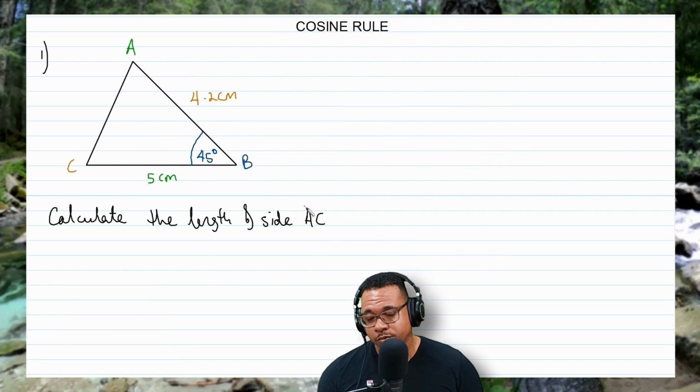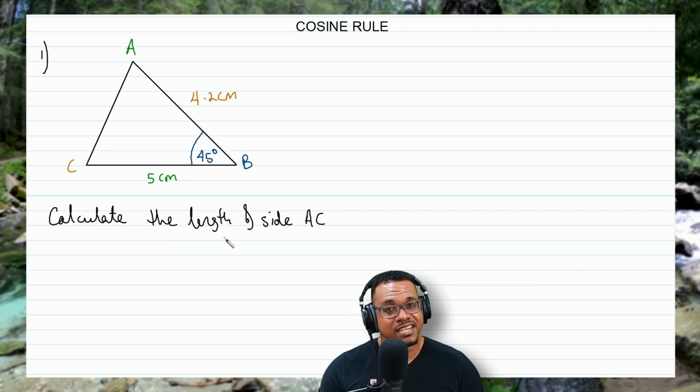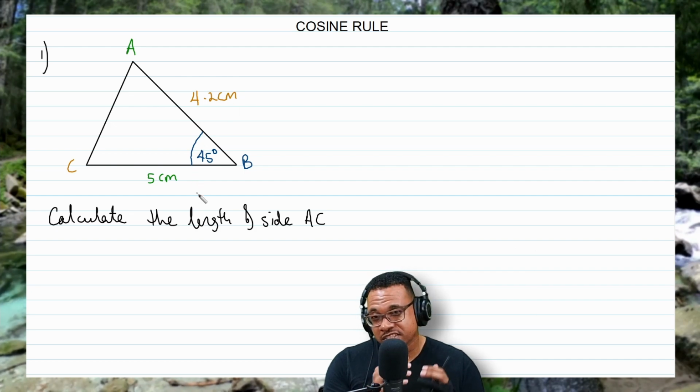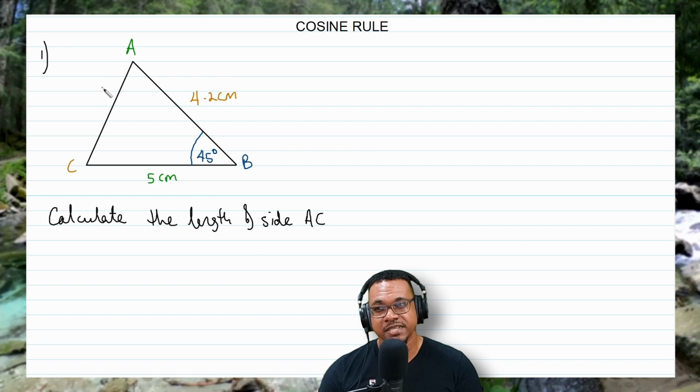Alright, so here I have my first question using the cosine rule. Here we want to calculate the length of the side AC. Now we know when it comes to non-right angle triangles, we can use either the sine rule or the cosine rule. Now how do we know which one to use? Let's look at the situation here. The two sides that are given, the 4.2 centimeters and the 5 centimeters, we have this 45-degree angle in between those two given sides. That would suggest to me that we can use the cosine rule to find the missing side. And that is the pattern I look for to know to use the cosine rule. The angle is in between the two given sides, so I can use the cosine rule to find the missing side.